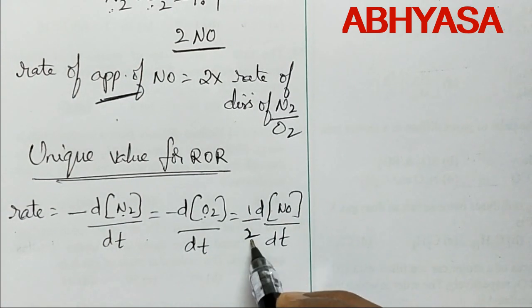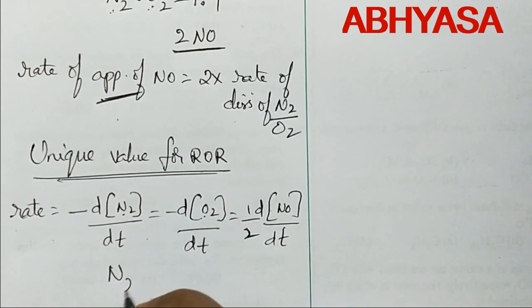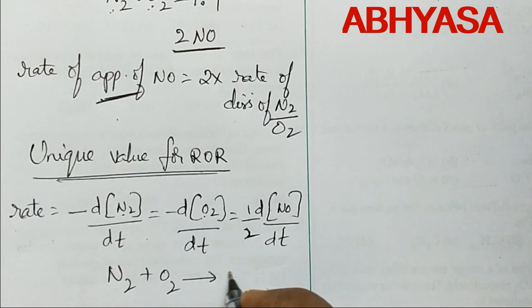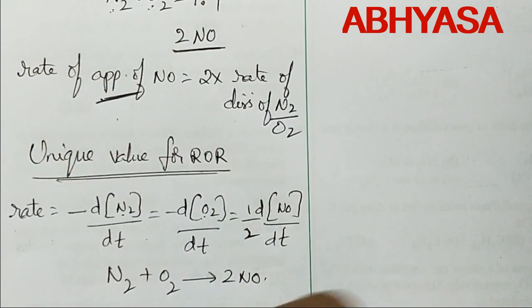And from where are we getting this 2? This is nothing but the balanced chemical equation, which is like this: N2 plus O2 gives rise to 2NO. Isn't it? Let us take another easy example.